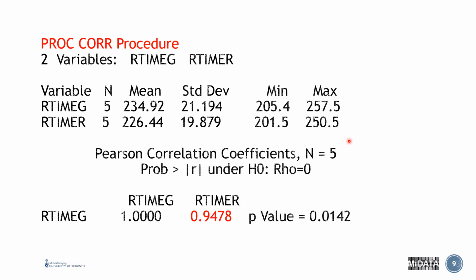What it does immediately is it gives you your simple summary statistics. We already have those. Perfect. But then when we look at the output here for Pearson correlation coefficient for reaction time green versus reaction time red, the R value is 0.9478. Now you'll remember that we stated that a perfect correlation was 1 or -1 depending on the direction. The p-value on this is statistically significant with 0.0142. So this means that there is a positive, strong correlation between reaction time of green and reaction time of red.